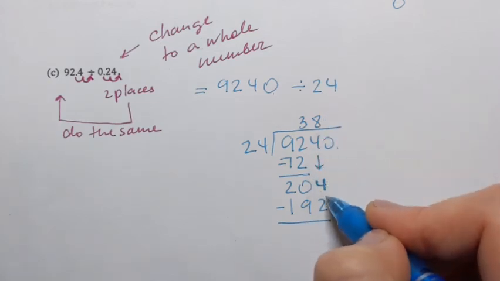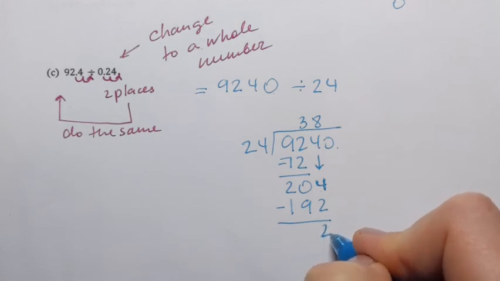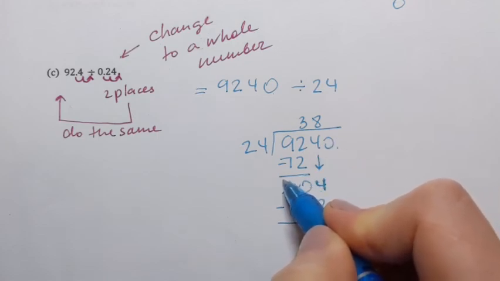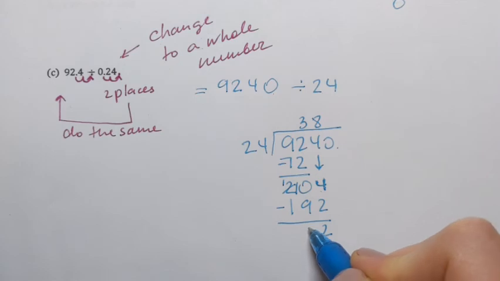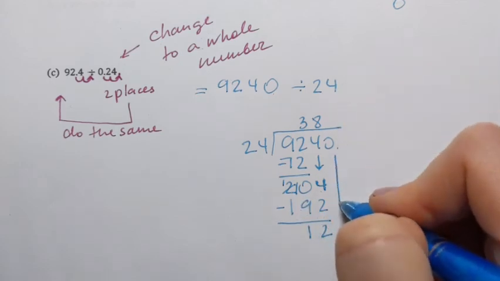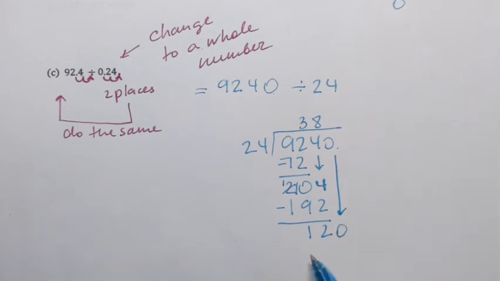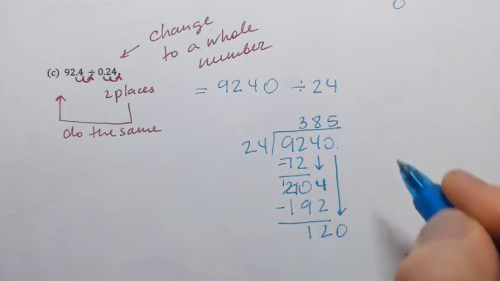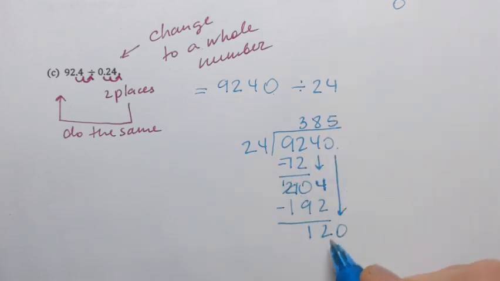So let's see, 4 minus 2 is 2. Here I have to borrow 1. 10 minus 9 is 1. 1 minus 1 is 0. So the remainder is 12. And then I'm bringing down the last digit, which is 0. 120. And then I know that 24 goes 5 times into 120. 5 times 24 is 120.